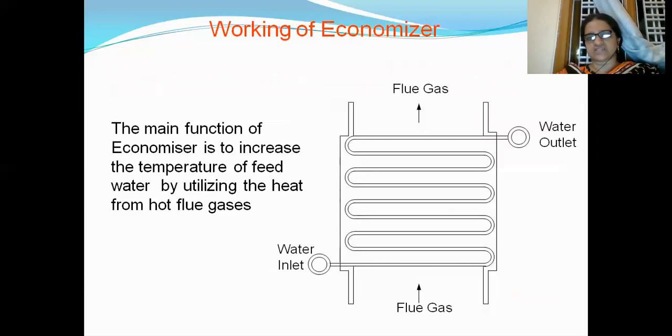Next is the working of the economizer. Economizer means it will reduce some cost. Economizer and air preheater are the accessories for the boiler, and they increase the efficiency of the boiler. So what does the economizer do? The main function of the economizer is to increase the temperature of feed water by utilizing the heat from hot flue gases.